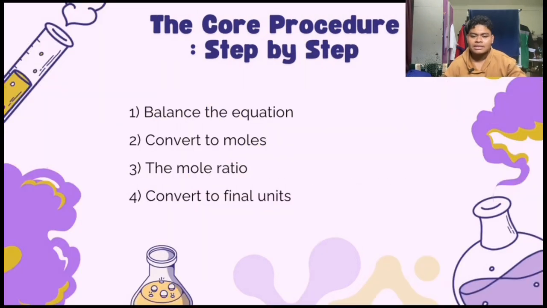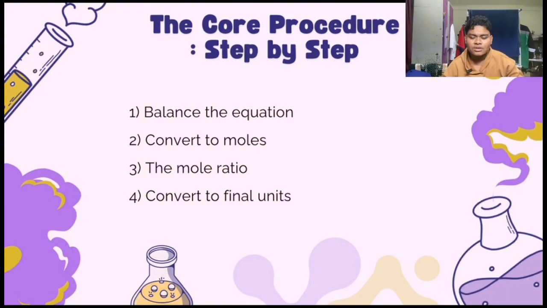So let's see the procedure. First, we need to balance the equation. You cannot do stoichiometry without a balanced equation. This satisfies the law of conservation of mass. Second, we convert to moles and find the mole ratio, because the mole ratio is the conversion factor that allows you to jump from one substance to another in a reaction. And then the final step is to convert to final units.